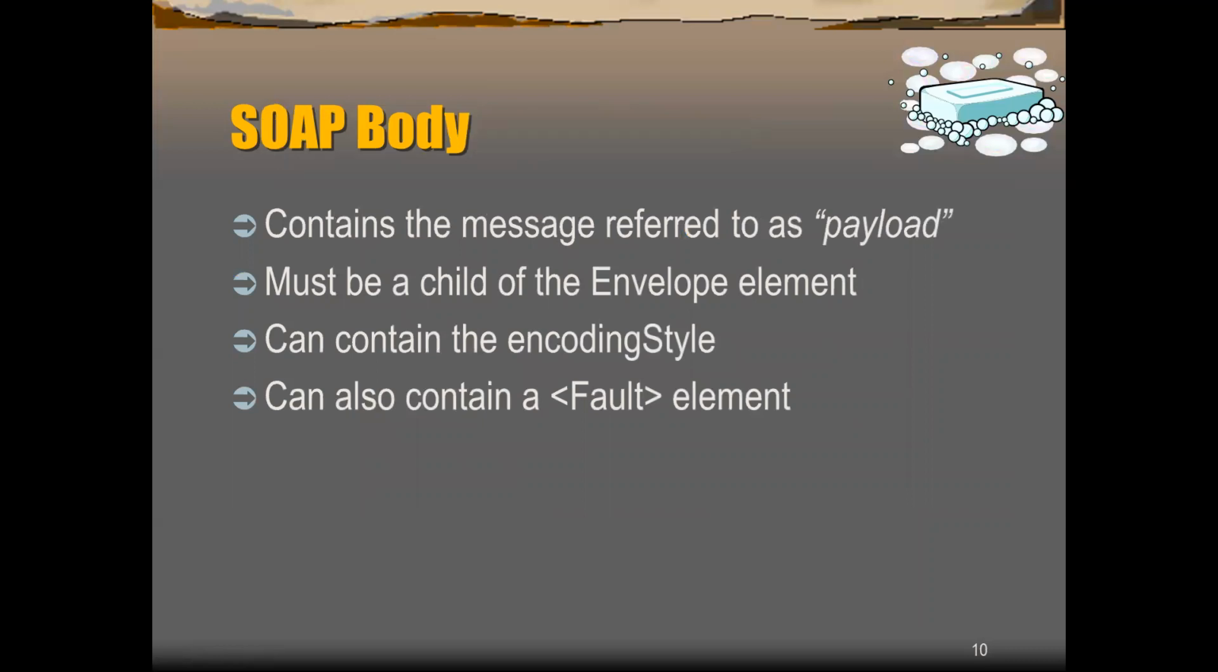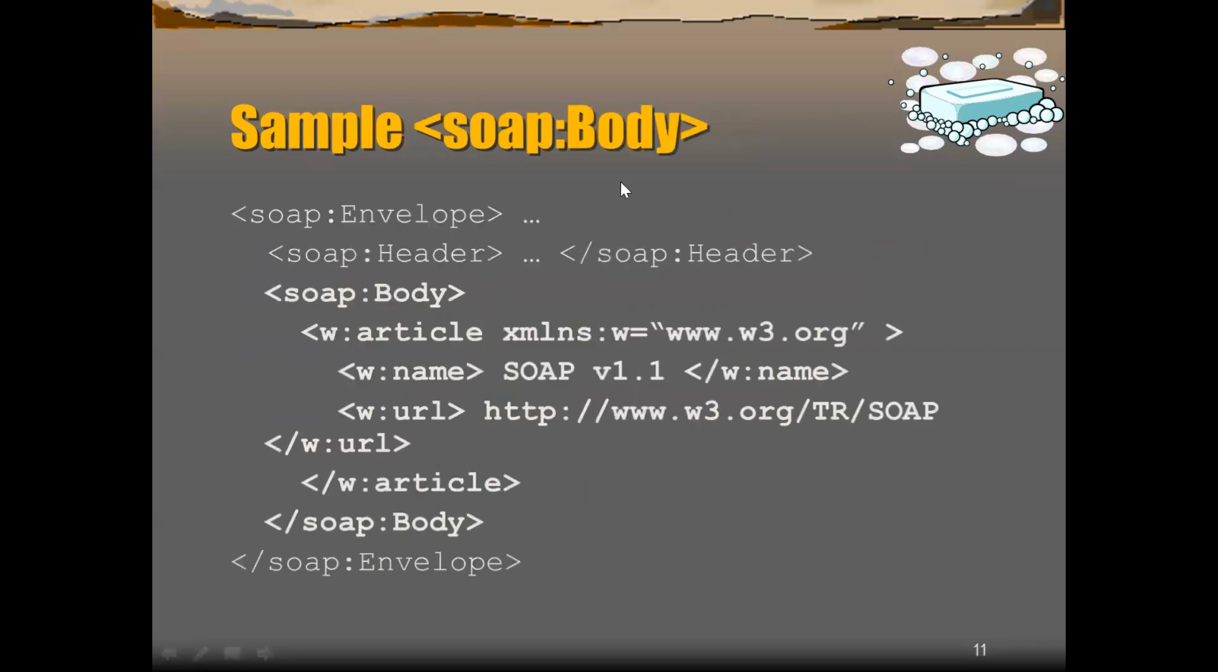The next element is the SOAP body, and this is mandatory. As I told you, the body contains the actual message, and it can also have an element called fault, which is optional. This is the example for the SOAP body. You can see here inside the SOAP envelope, we have the SOAP header and the SOAP body, and inside the SOAP body I have given some content. We have taken three components: article, name, and URL. So inside the SOAP body, we have the actual data.